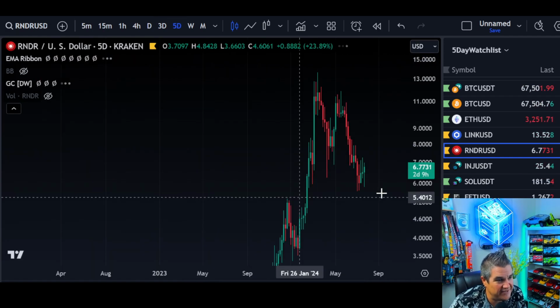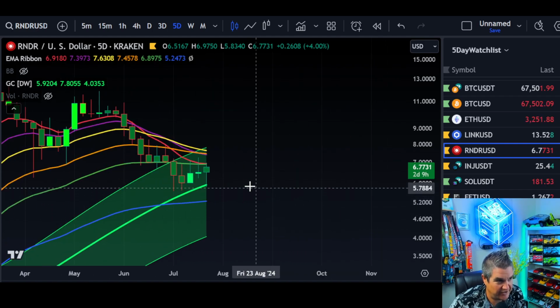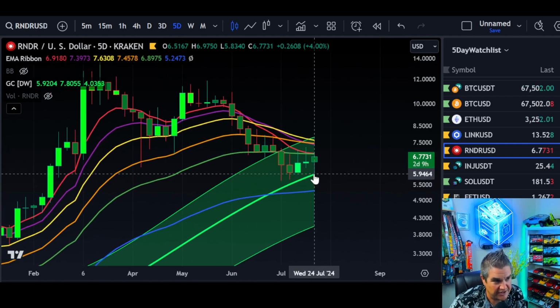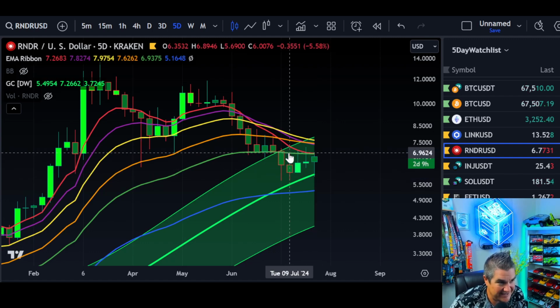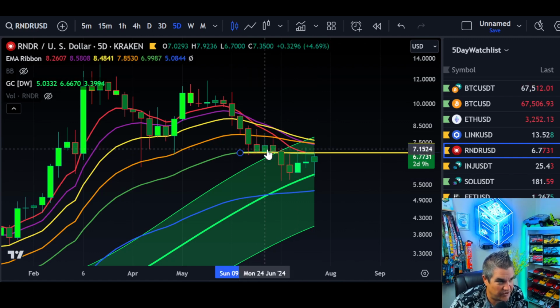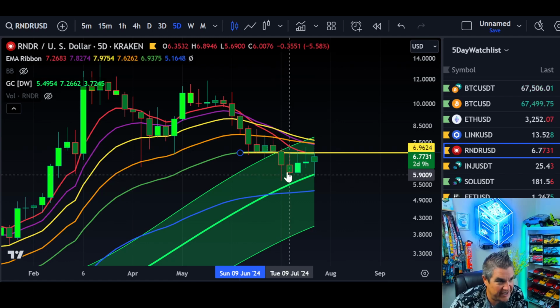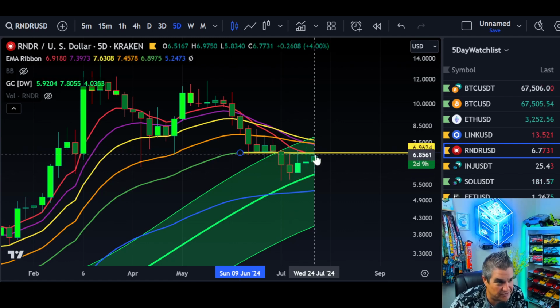Let's go to the 5-day Gaussian channel, right? And look at some magic happening here. Look at the test on the low wick, right to the median Gaussian channel on the 5-day. Holding resistance on the 50 EMA as previous support. Look how clear that is. Support, support, support, support. Break it. Resistance, resistance, resistance, resistance. Do you think anything good can start to happen for Render if we get above $7?